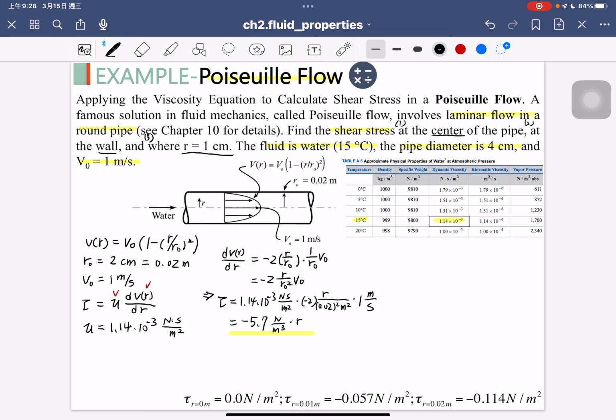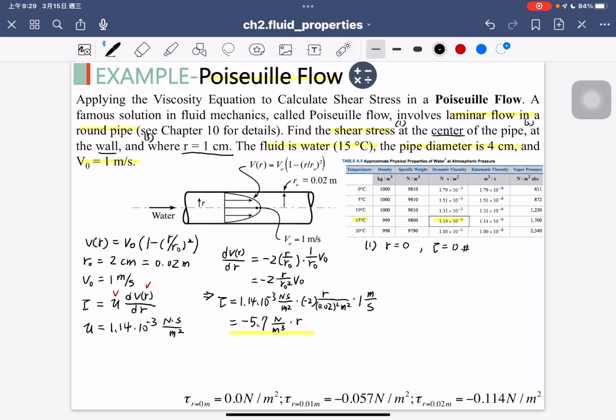Okay, so first we go back to see our questions. First, we would like to calculate the location where r equals 0, right? Because the first question we need to answer is the location at the center of the pipe. So at the center, we don't have any radius. Okay, so r is equal to 0. So we put the value back into the equation showing here. Okay, and then you know that there's no shear stress, right? So we found the solution for the first question.